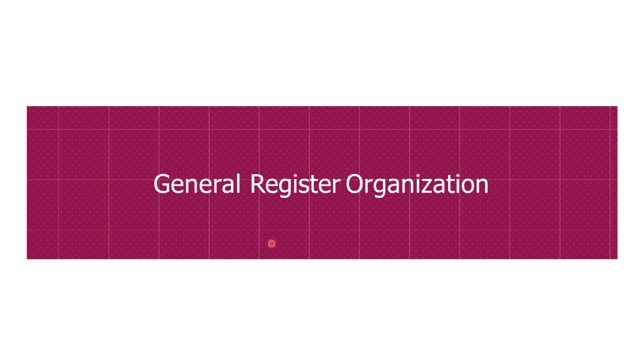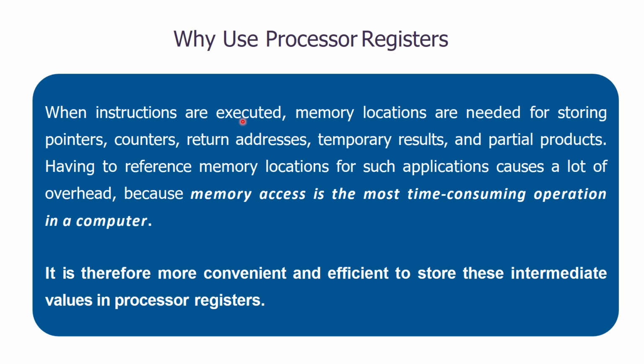Let's understand general register organization. Why do we use processor registers? When instructions are executed, memory locations are needed for storing pointers, counters, return addresses, temporary results, and partial products. By accessing memory again and again, we would be wasting our time, because memory accesses are the most time consuming operations. So there is another way. We can add a few registers into the machine and keep these intermediate values, such as pointers and counters, in the processor registers.